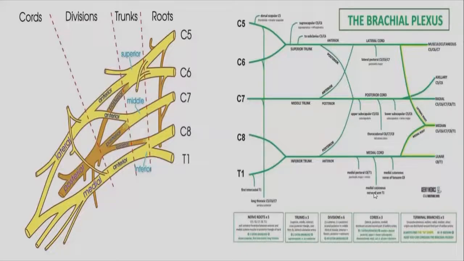The second branch is known as the medial cutaneous nerve of the arm. This nerve is going to innervate the skin on the medial aspect of the arm. Then the third branch is the medial cutaneous nerve of the forearm, which innervates the skin on the medial aspect of the forearm. So these are the branches which you have to know. These are minor branches. The major branches we talked about were the musculocutaneous nerve, axillary nerve, radial nerve, median nerve, which has two roots, the lateral root and the medial root, and the ulnar nerve.